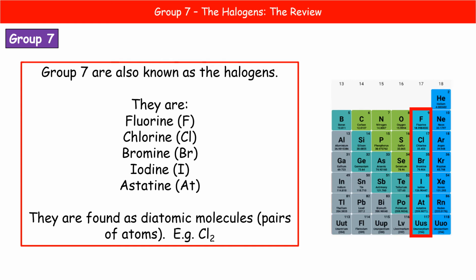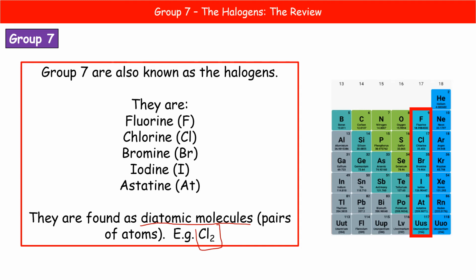We have got fluorine, chlorine, bromine, iodine, and astatine. You'll find group 7, the second column in from the right-hand side. One thing we do need to remember, and the way that we generally throw away our marks on questions involving the halogens, is this bit here, that they're found as diatomic molecules.